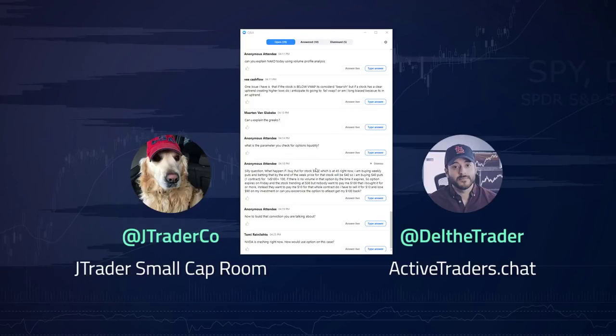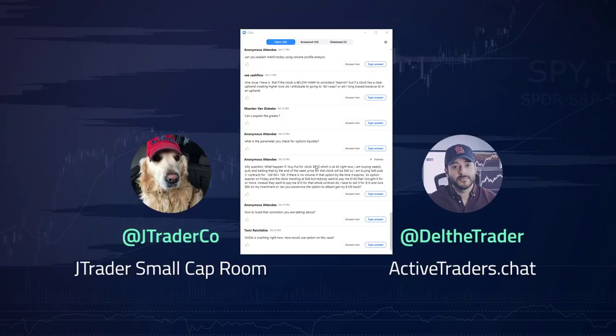But if a stock is in a clear uptrend, clearly creating higher lows, do I anticipate it's going to fill VWAP, or am I long bias because it's an uptrend? Okay, I can answer that very well because it happens every day. So you have to keep into consideration what is the float of the stock, at what time of the day you are, and if this stock is generally manipulated.